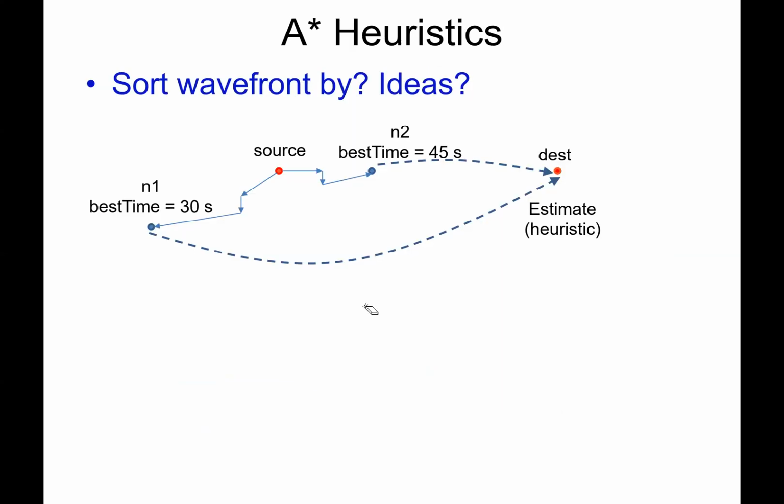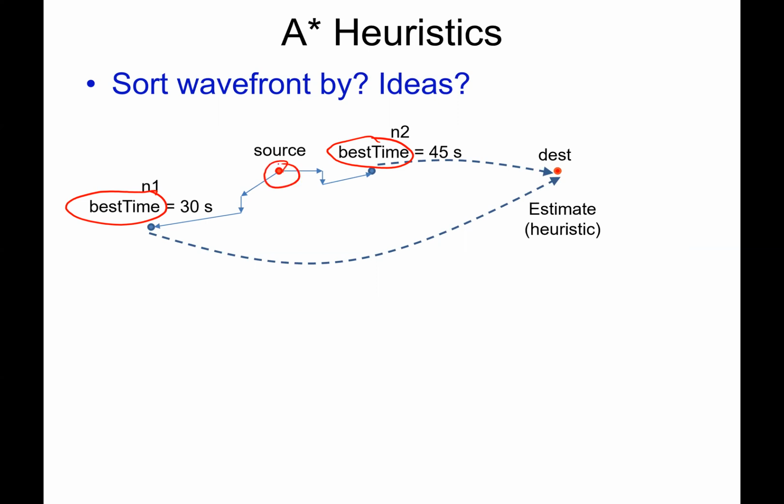Okay, so how can we do this? Any ideas? We're not using pruning, we're instead using sorting. It's more gentle. We want to sort our wavefront. So remember, Dijkstra's algorithm sorts the wavefront by travel time, what I'm calling best time. Best time is the time it took me to get to this node in the best path that I explored.